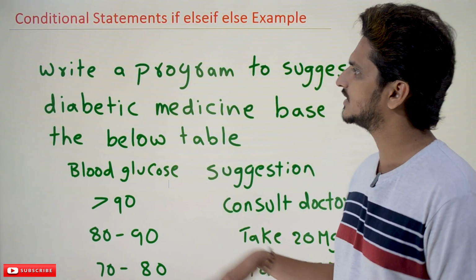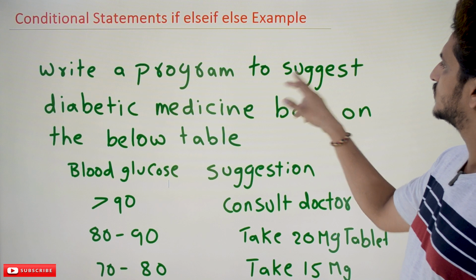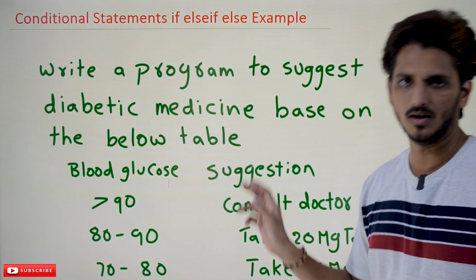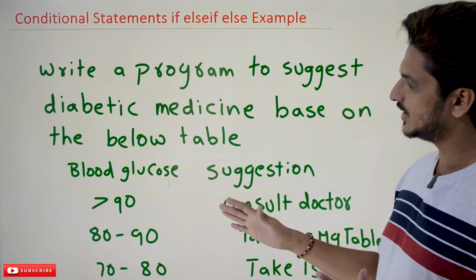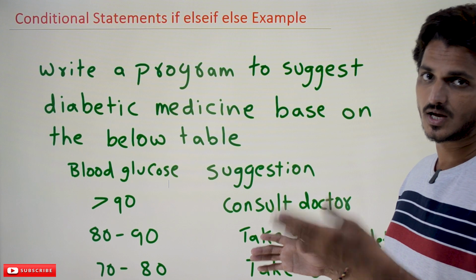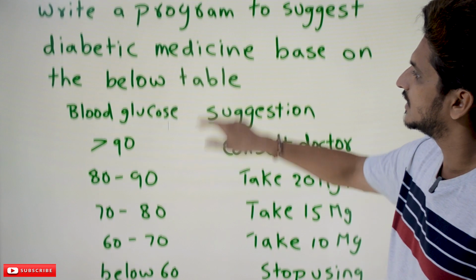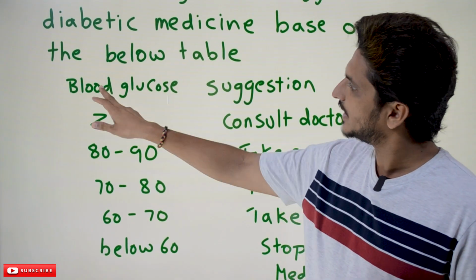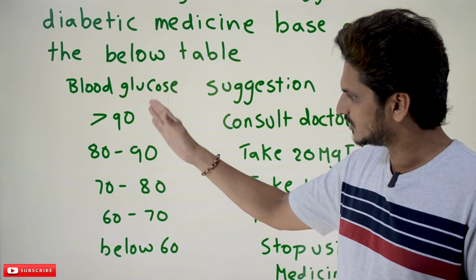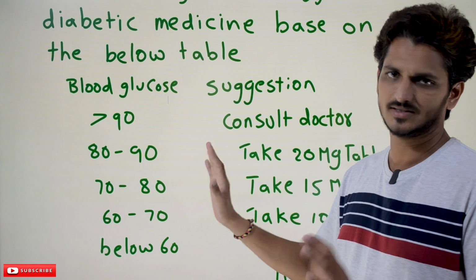Coming to today's class, write a program to suggest diabetic medicine based on the below table. According to the table, our program has to suggest to the customer the diabetic chart, based on the blood glucose level. For understanding purposes, we have taken some values. These are not the exact values.